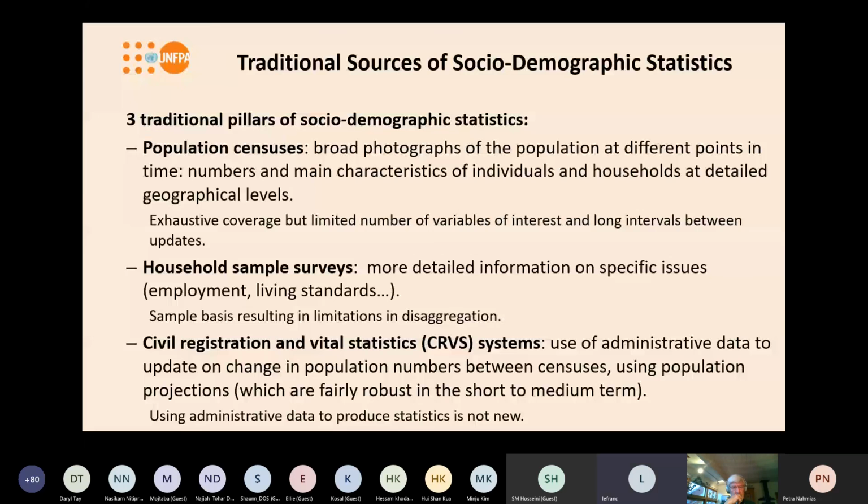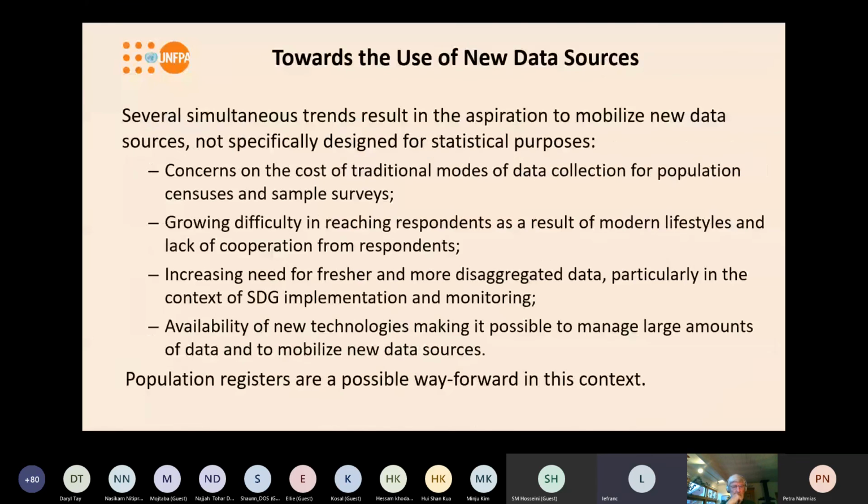There's a general trend to move to the use of new data sources, which is triggered by a number of different factors. There's usually a concern on the cost of traditional modes of data collection through samples and surveys. There's also the growing difficulty to reach some respondents as a result of modern lifestyles, lack of cooperation, so it's getting more and more difficult to collect data directly from respondents.